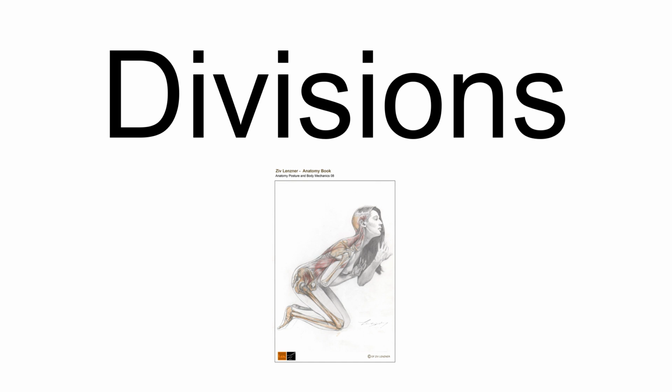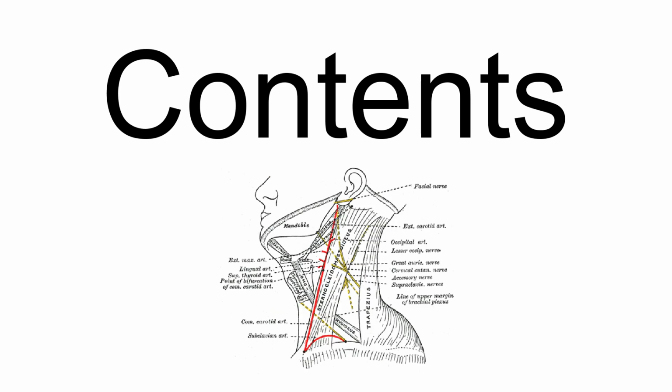the omohyoid muscle, which divides the space into two triangles: an upper or occipital triangle, and a lower or subclavian triangle, or omoclavicular triangle. Contents. A. Nerves and plexuses: spinal accessory nerve, cranial nerve 11; branches of the cervical plexus; roots and trunks of the brachial plexus; phrenic nerve, C3, 4, 5.